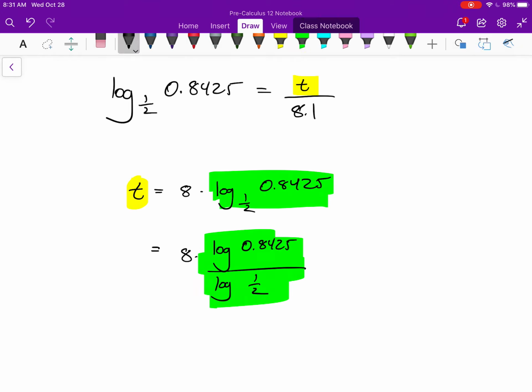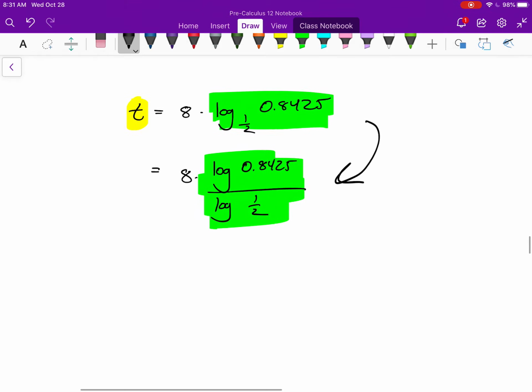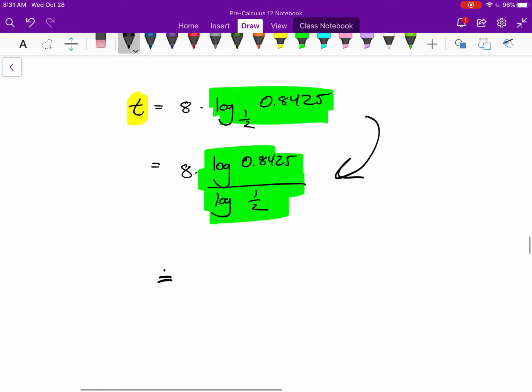And again, depending on your calculator, you may have to change it into this form. But even if you don't have to do that, I just need you to understand that. Essentially, I'm changing the base of a logarithm from base 1/2 to base 10. You should get about 2 hours. Sorry, not 2 hours, 2 days. There we go. The half-life was 8.1 days, not 8.1 hours.